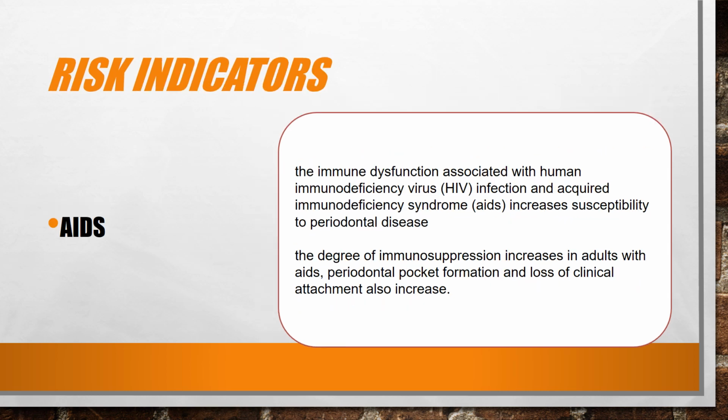Coming to risk indicators. As you know, risk indicators are identified with cross-sectional studies, not with longitudinal studies. Evidence suggests that AIDS-affected individuals who practice good preventive oral health measures, effective home care, and seek appropriate professional treatment can improve their periodontal health. Although it seems reasonable to hypothesize that HIV infection and immunosuppression are risk factors for periodontal disease, the evidence is not conclusive. HIV and AIDS are associated with increased susceptibility to periodontal disease, identified only through cross-sectional studies. As the degree of immunosuppression increases in individuals with AIDS, periodontal pocket formation and loss of clinical attachment also increase.